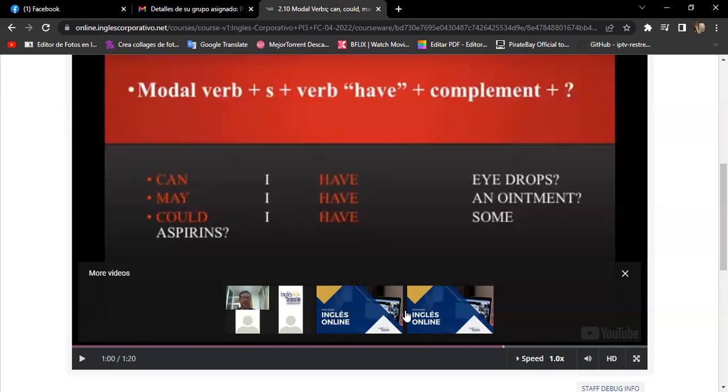Yes? Okay, do you understand? Yes, teacher. So what is the correct way? Can I go to the bathroom? Could I go to the bathroom? Or may I go to the bathroom? What is correct? May I go to the bathroom? The three are correct. But which is the grammatically correct? May I go to the bathroom is the formal, correct.